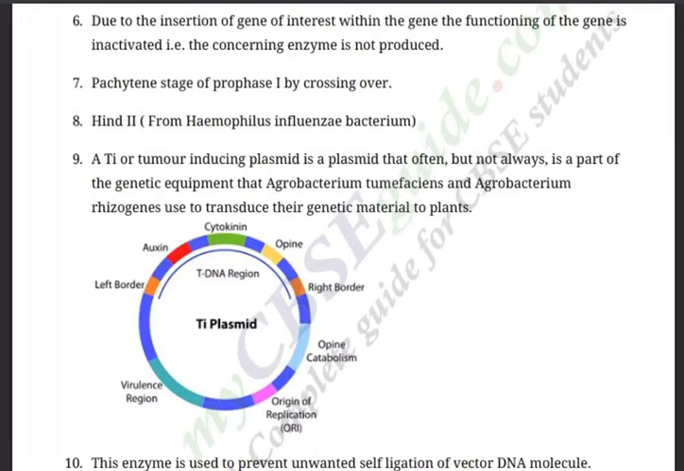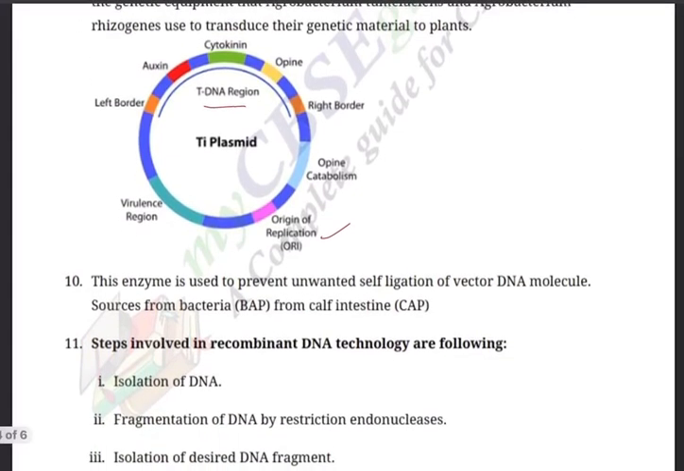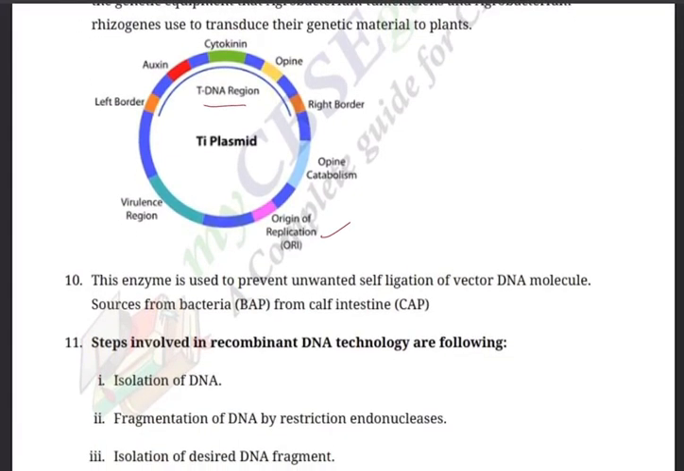And 9, Ti, tumor-inducing plasmid, is a plasmid that often, but not always, is part of the genetic equipment that Agrobacterium tumefaciens and Agrobacterium rhizogenes use to transfer their genetic material to plants. Now see, this is the Ti plasmid. Draw the diagram and label each and every part of it. And most important is ORI, origin of replication. And what we are interested in is the DNA region, the T-DNA region.